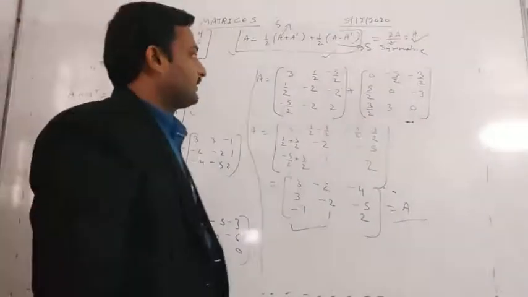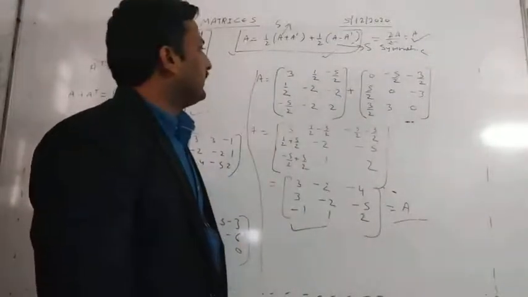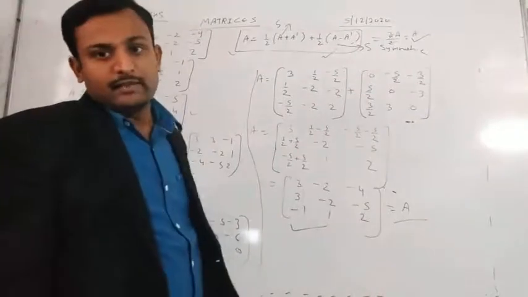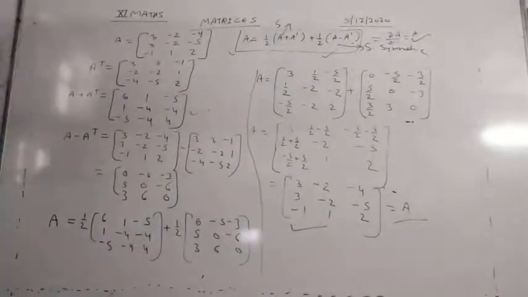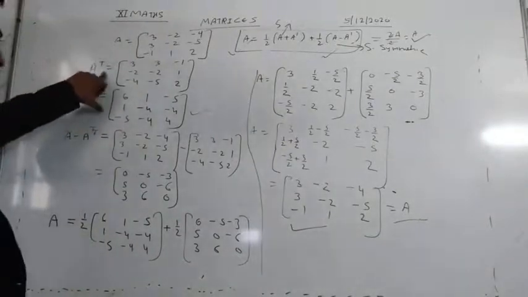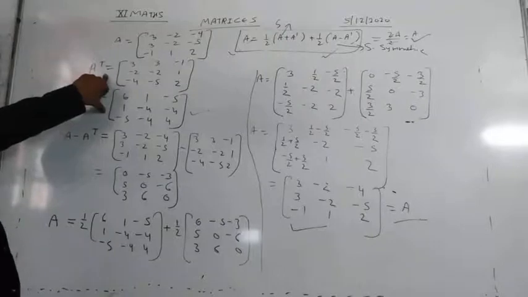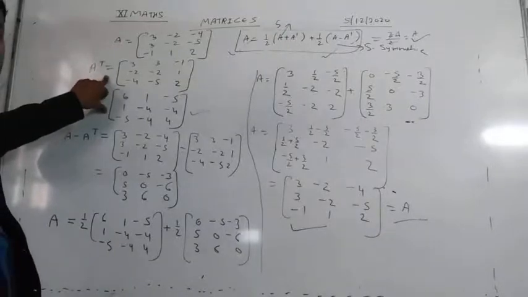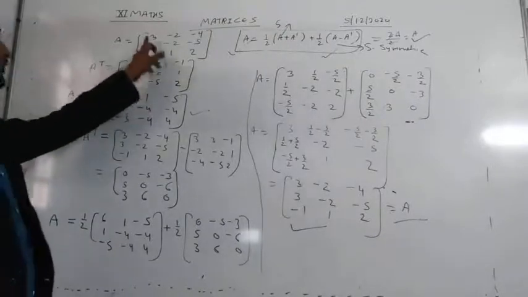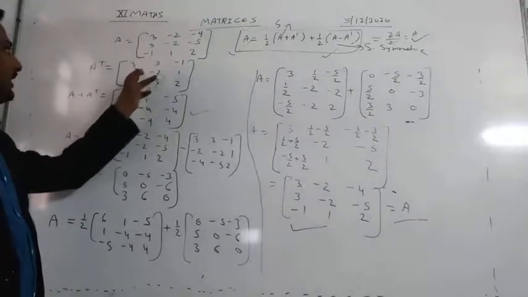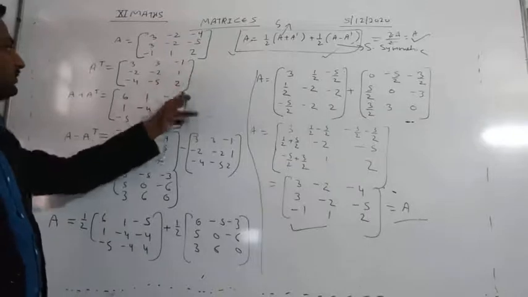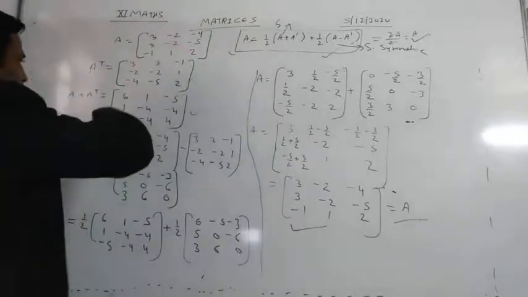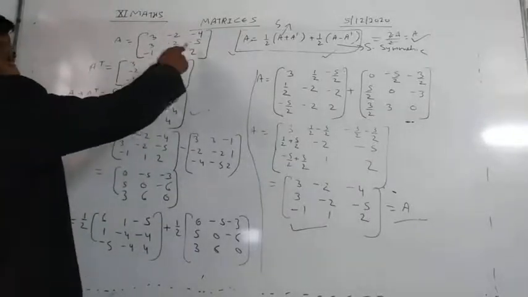So from here we can say that this part, 1/2 (A + A'), is symmetric, and the other is skew symmetric. What we have done is take matrix A and find its transpose, in which we just change its rows into columns: 3, -2, -4; 3, -2, -5; -1, 1, 2. This into this, this into this, this into this.